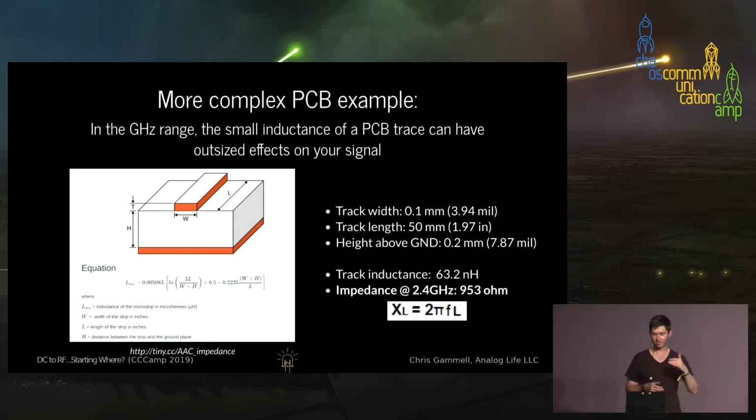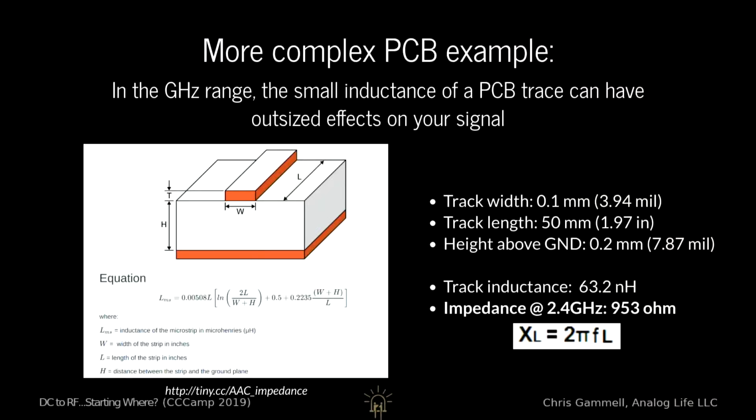It's in a calculator too, online, and the links are all here. But say you have a trace that's 4 mils wide, or 0.1 millimeter. The track is about 50 millimeters long, or about 2 inches, and your height above ground, right? So what we're saying is from the top layer, layer 1, to layer 2, I was looking up a standard stack up, it says it's about 0.2 millimeters. And so basically, put all these things in there. That means that track has an inductance of 63 nanohenries. And if we take that at 2.4 gigahertz, that's effectively a 1 kilo ohm resistor.